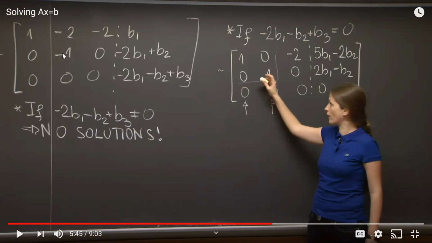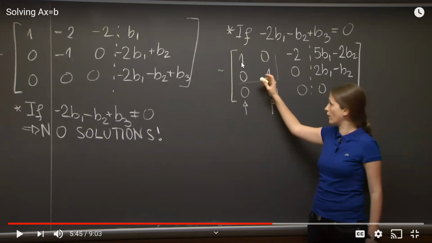Now, in order to get rid of this -1, we multiply this row also with -1. So if I do this, this minus will be gone, so it becomes 2b1 minus b2. So you can see this now. Now here, this is in reduced echelon form.